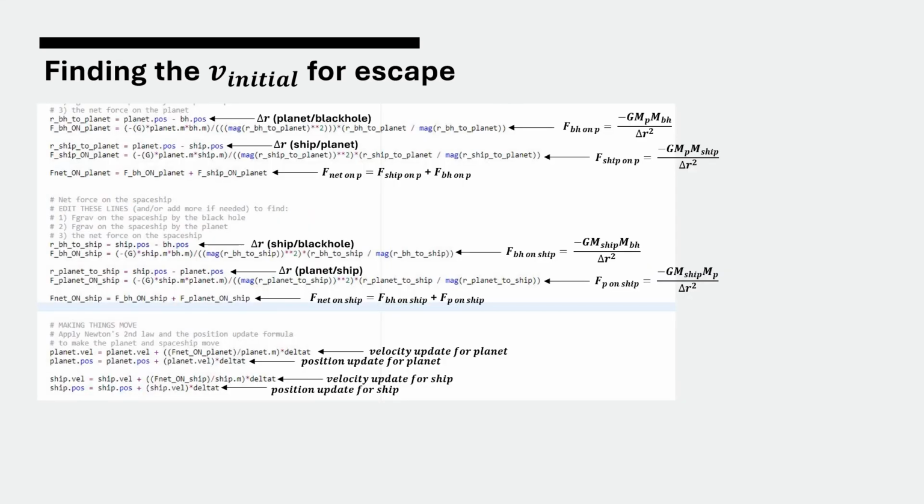So how do we find the initial velocity for escape? We took the net force on the planet, which is the net force of the ship on the planet plus the net force of the black hole on the planet. Then we had the net force on the ship, which is the net force of the black hole on the ship and the planet on the ship. Then we took the velocity update and position update formulas for both the planet and the ship. Essentially, the velocity needs to be high enough for the ship to escape the F net of the black hole on the ship and the planet on the ship. So we had to have a high velocity to escape that, and the planet would still be orbiting in a normal orbit as all that was happening.